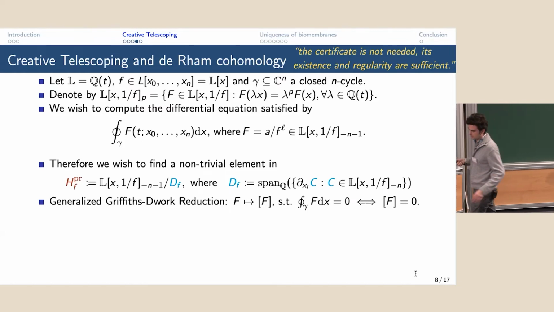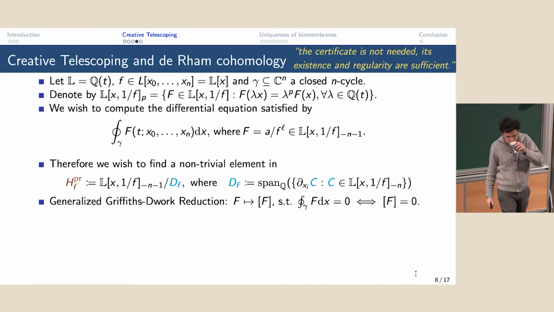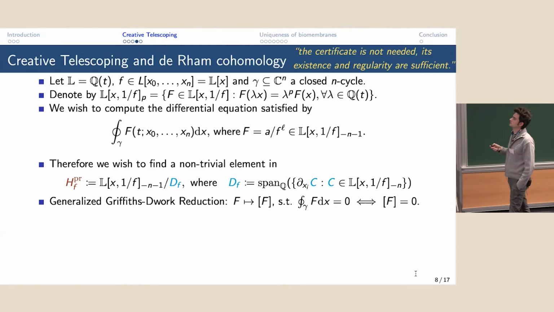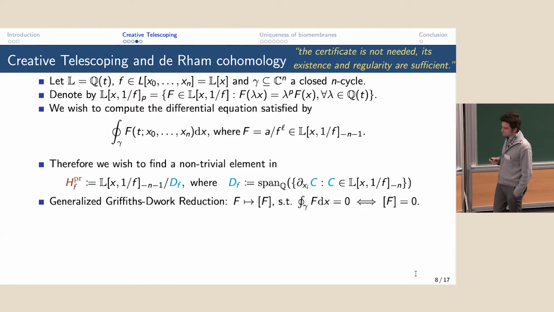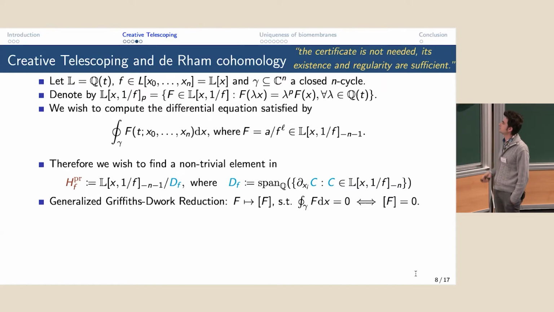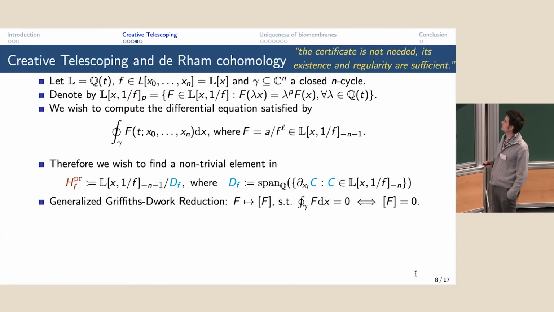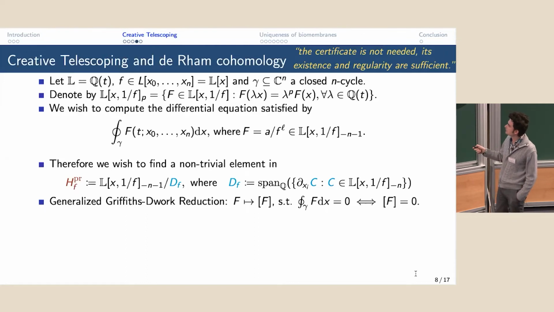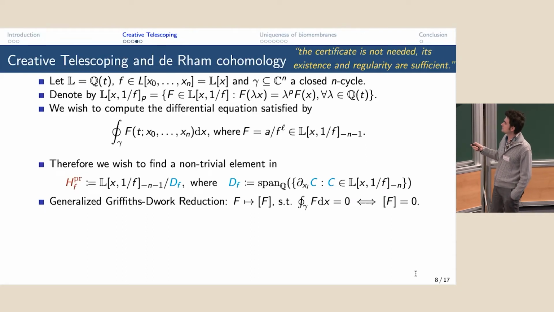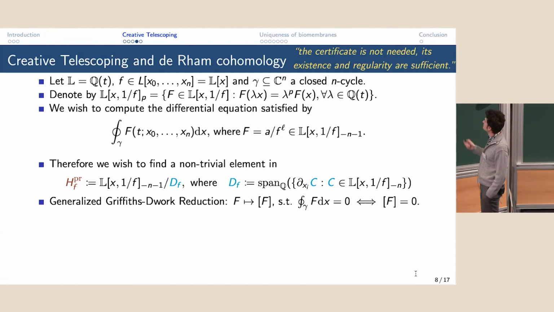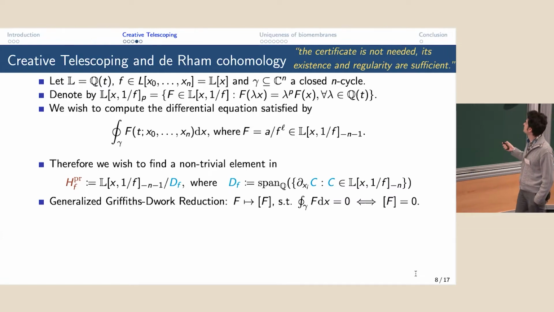Phrased differently, we want to find a non-trivial element in this space, because we said before that derivatives are integrated to 0. We are actually working here in the nth de Rham cohomology. Notice that we can restrict ourselves to homogeneous of degree minus n minus 1. This is finite, and more importantly we can use so-called generalized Griffiths-Dwork reduction to go from f to the reduction, here in square brackets f, which has this very nice property.